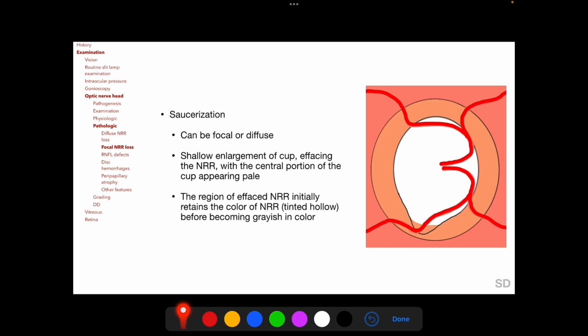Saucerisation of the optic nerve head, as shown here in this diagram, is another sign of glaucoma, and saucerisation can be focal or diffuse. In an area of saucerisation, there is shallow enlargement of the cup effacing the neuroretinal rim, with the central portion of the cup appearing pale, but the area of pallor not extending to the area of enlargement of the optic cup. And this region of effaced neuroretinal rim initially retains the original orange-red color of the neuroretinal rim before becoming grayish in color. And any blood vessel passing through the area of saucerisation bends at the outer margin of the saucerized area.